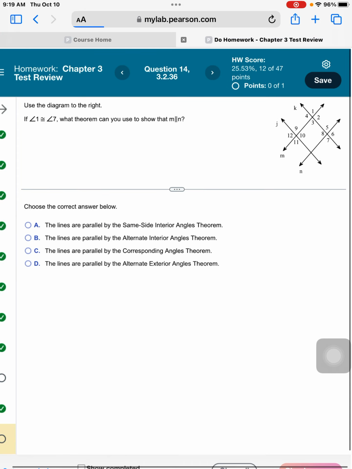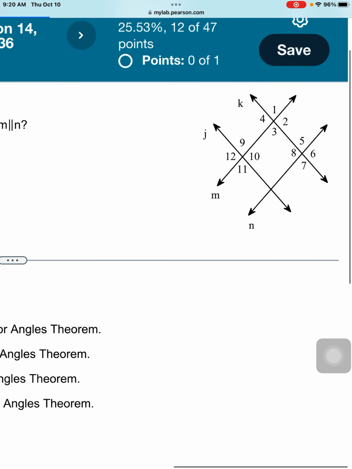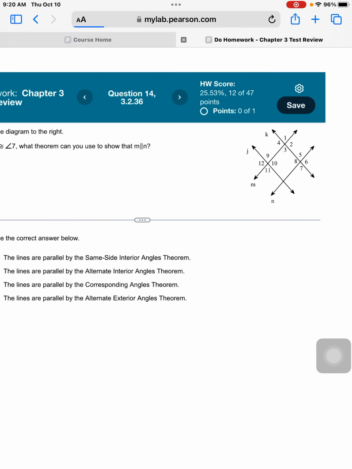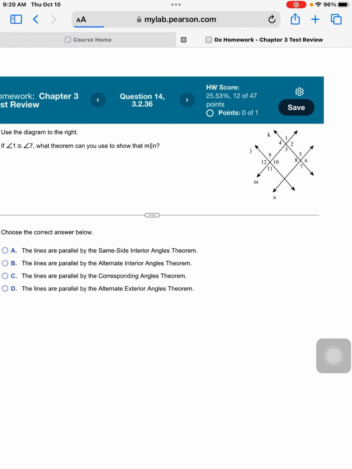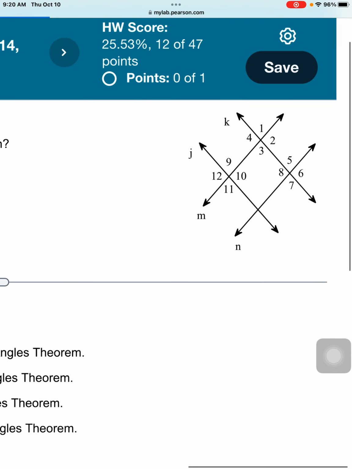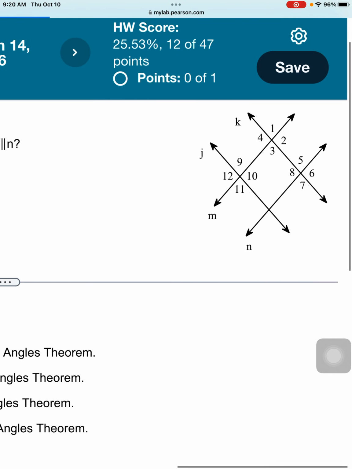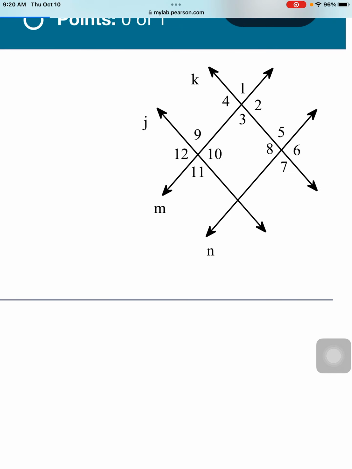Okay, in the diagram to the right, if 1 and 7 are congruent, that's what it's telling me. If 1 and 7 are congruent, what theorem could I use to show that M and N are parallel? Okay, so I'm looking at M and I'm looking at N. If I know that 1 and 7 are congruent, what type of angles are 1 and 7? They look like alternate exterior angles to me. And what is the transversal line that 1 and 7 lie on?